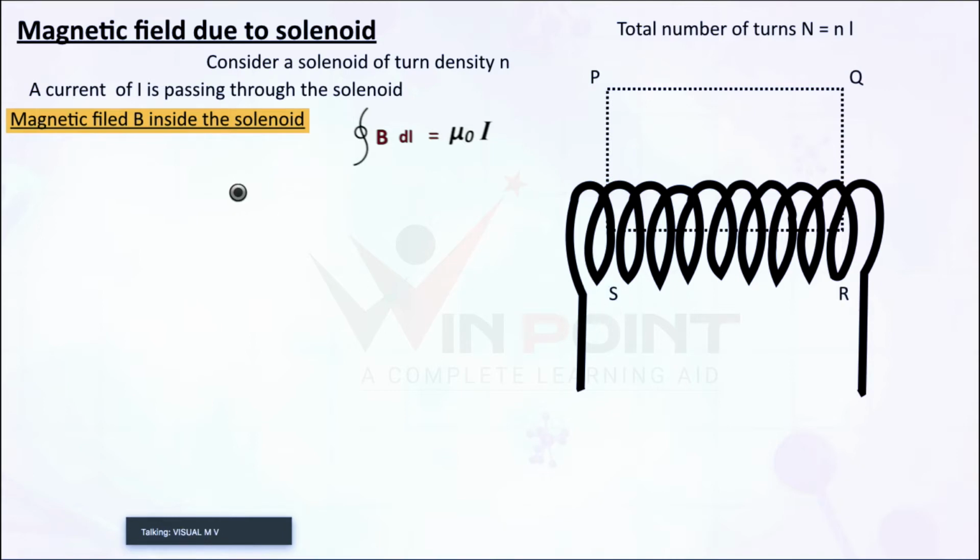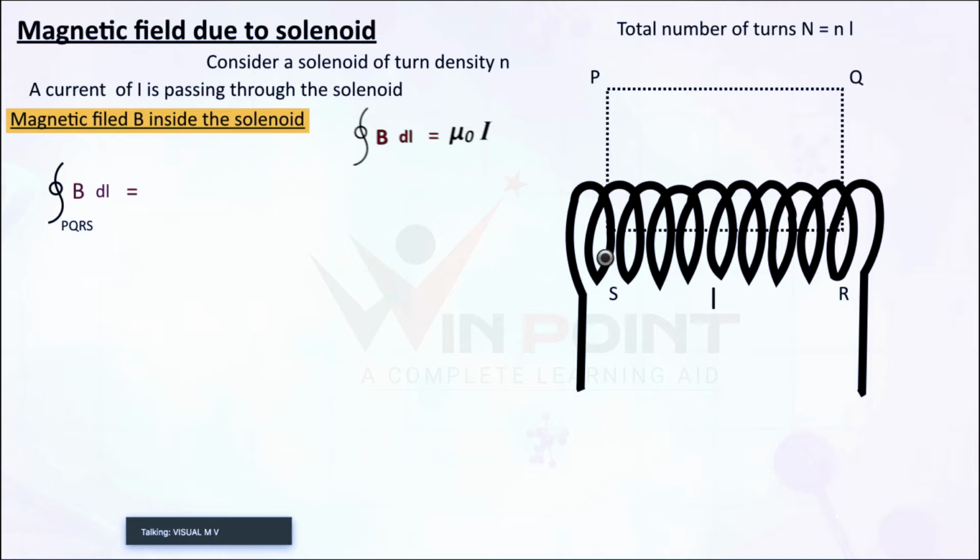We need to find the magnetic field inside the solenoid, but we need to integrate all over the Amperian loop. To find the integral of B dot dl, where dl is a small portion of the Amperian loop, we need to integrate all over the loop. So what is our equation? The equation is the integral of B dot dl. We consider B dot dl because we need to consider the angle also. We need to integrate over PQRS, everywhere.